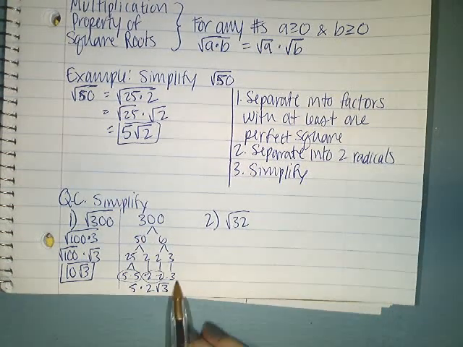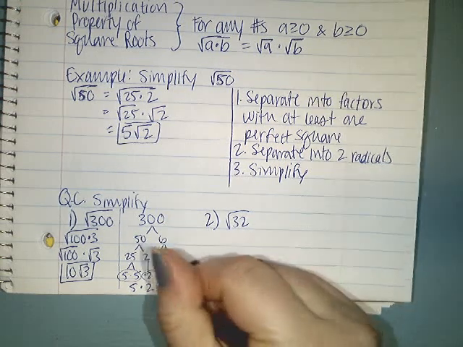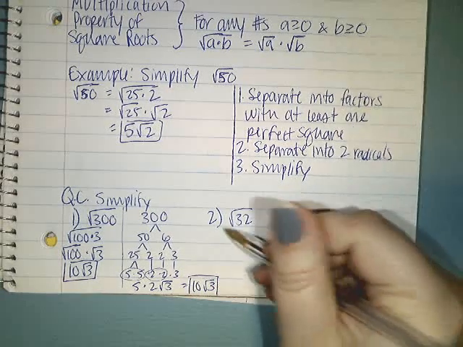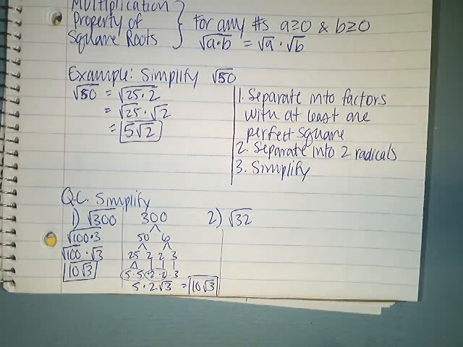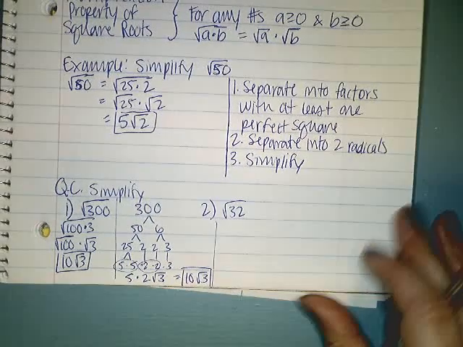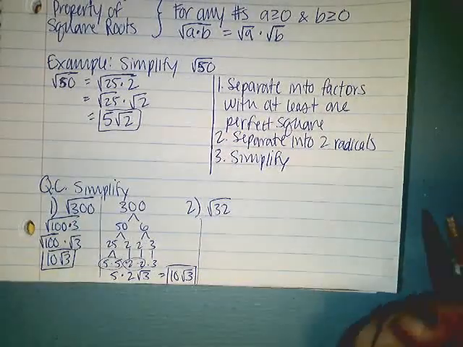And then the 3, since it doesn't have a pair, stays under the square root. 5 times 2 is equal to 10 square root of 3. So an alternative way to get to that answer is a factor tree and then pull out pairs, if you have trouble identifying perfect squares as factors.